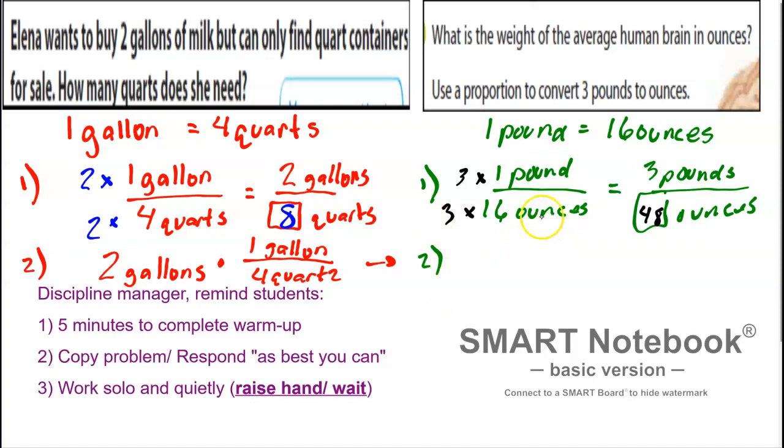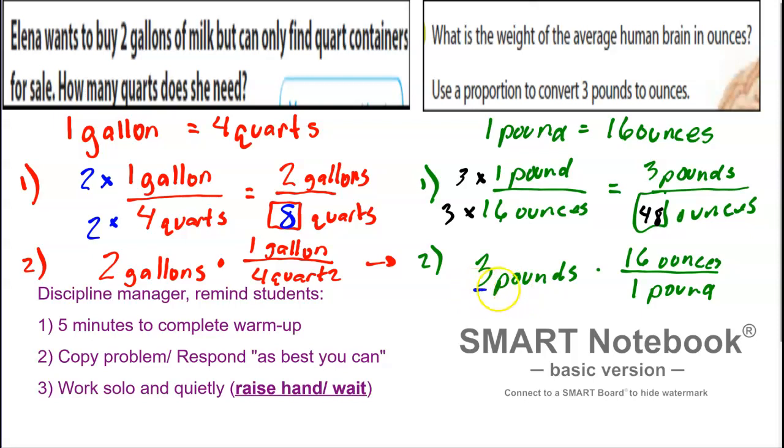Now, this conversion factor. We have the 3 pounds, and I'm going to multiply by this ratio. The question is, should I put pounds or ounces on the bottom? Put pounds on the bottom so you can cancel. So we'll put 1 pound on the bottom and 16 ounces on top. I didn't do it on the other one, so I'll do it here, in blue.